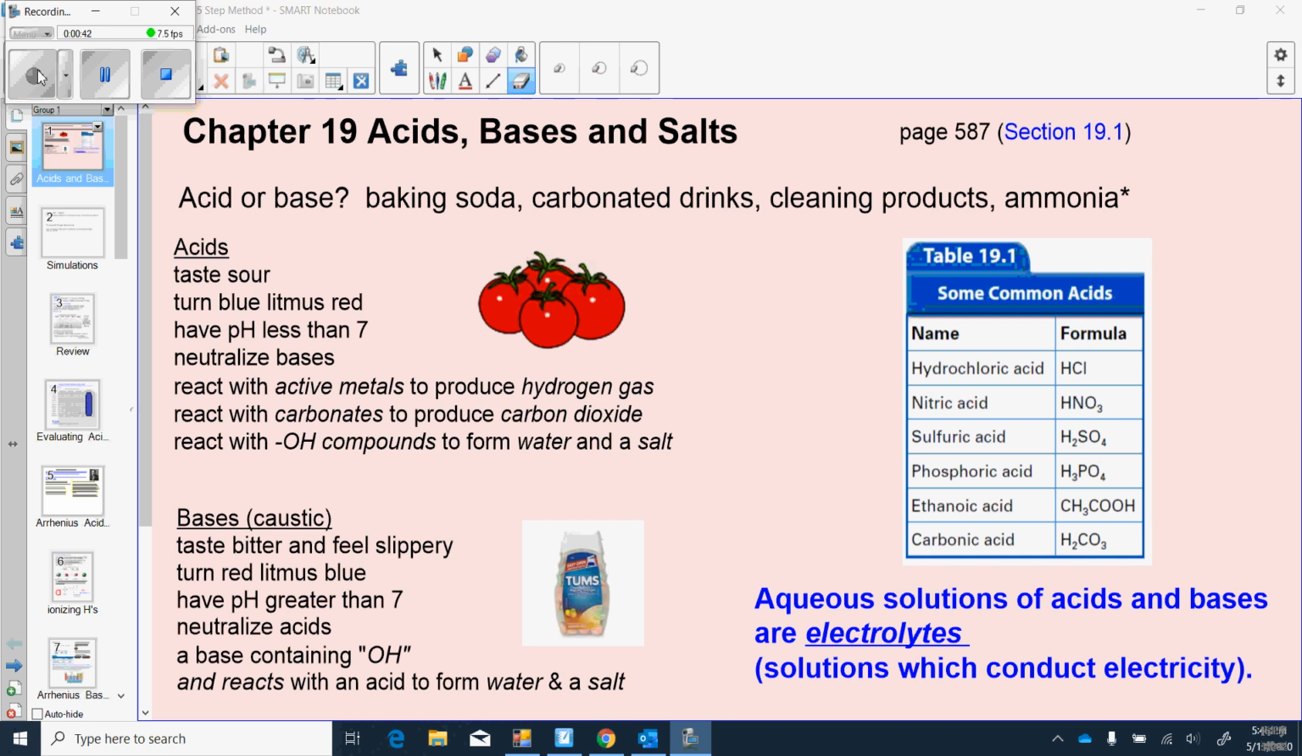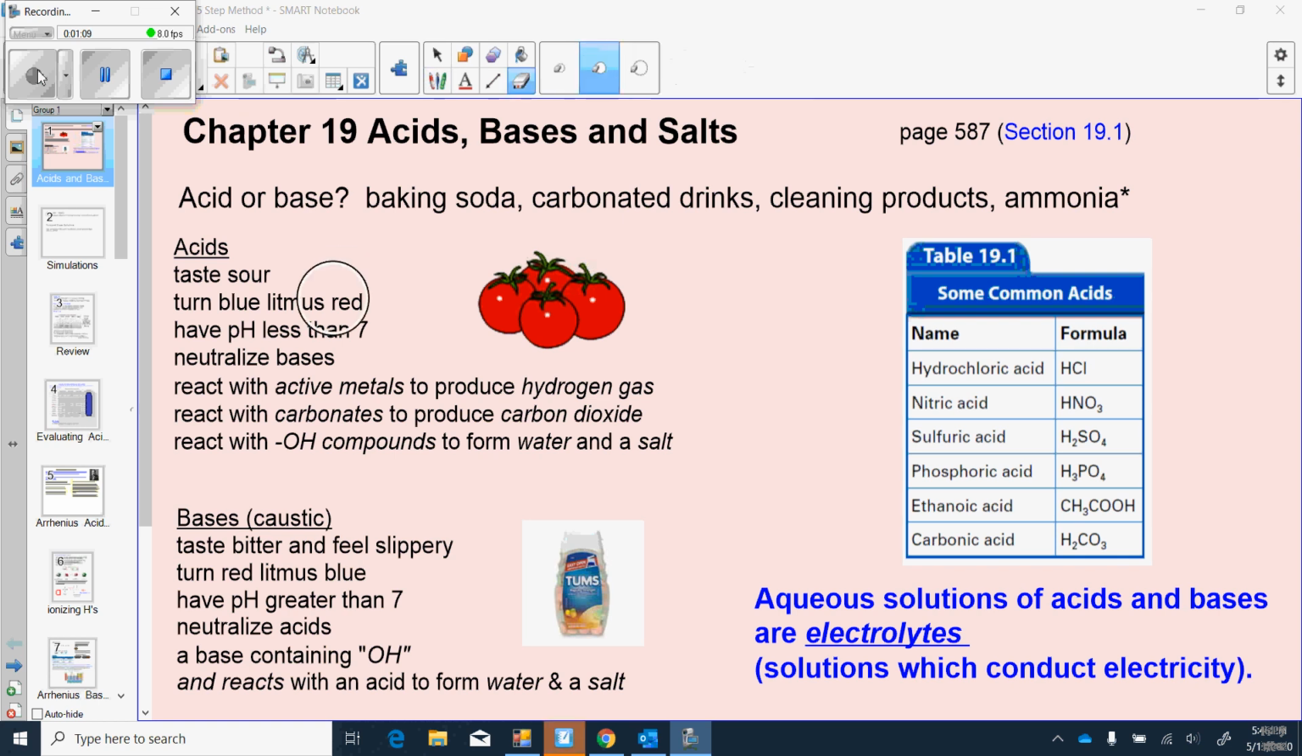So just before we jumped in, I wanted to make a list of what we know so far about acids and bases. You would have collected this information in grade 11 chemistry. We would have talked about acids and bases in 9-10 science, and we talked about acids and bases last week. So this is what we've got so far.